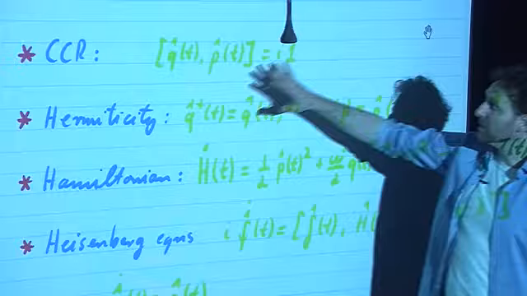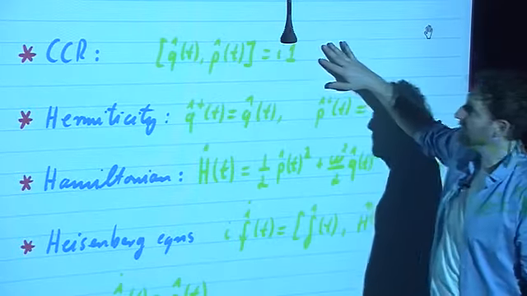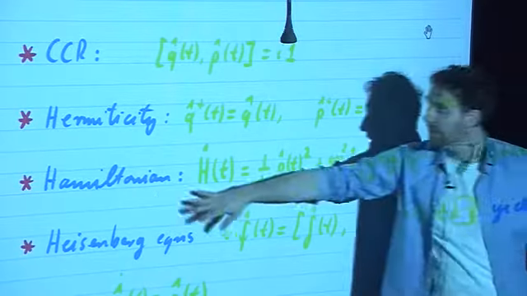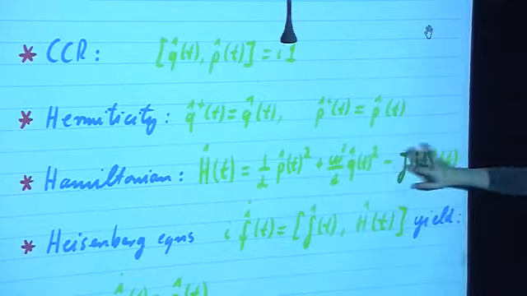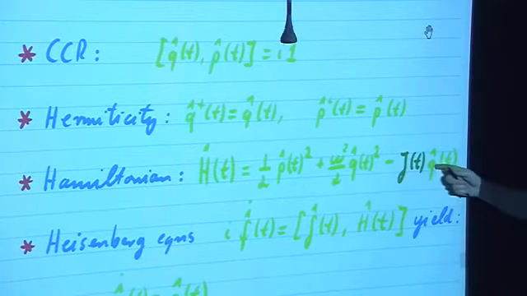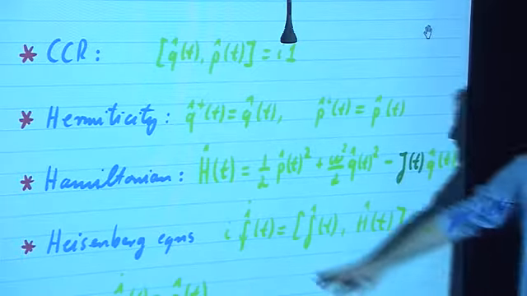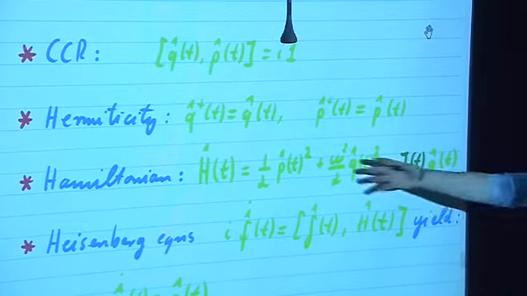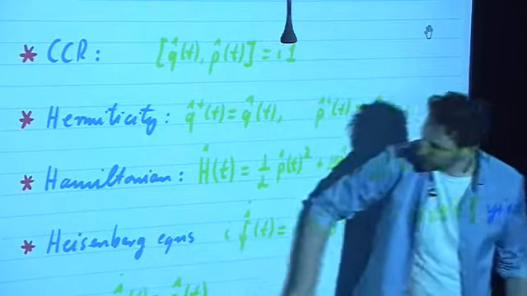So remember, the problem of quantum theory is we have to solve the canonical commutation relations at the same time that we have to solve the hermiticity conditions, at the same time that we have to solve the dynamics according to a given Hamiltonian, in this case, harmonic oscillators with a driving force, where J of t is the driving force, and that induces those Heisenberg equations, which in the case of the harmonic oscillator with the driving force are these equations of motion.